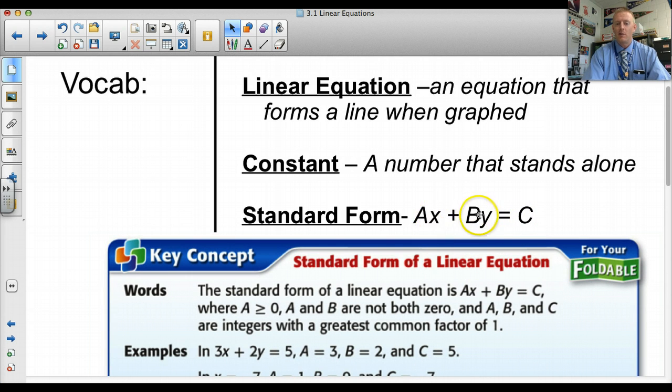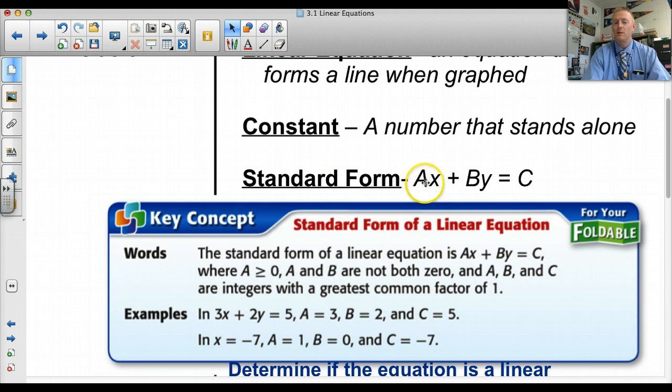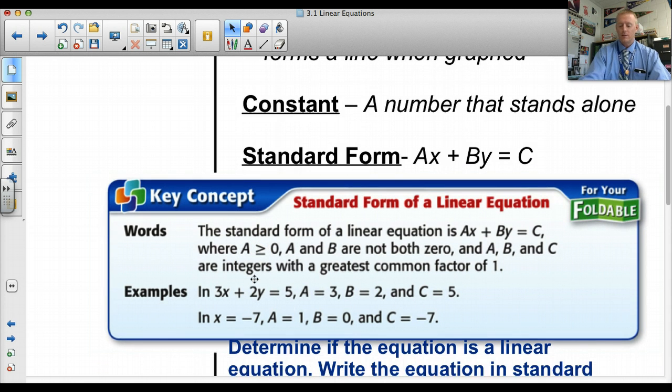You guys know that x and y are variables. A and b are then the coefficients, the number that the x or the y is being multiplied by. So it's super important that we understand that standard form must be in the form of ax plus by equals c. Now over here, it's important you understand that a must be greater than or equal to 0, which means we cannot have fractions and we cannot have negative numbers for our a. So that's important for us when we are trying to determine if something can be written into standard form and how to make it officially into standard form.